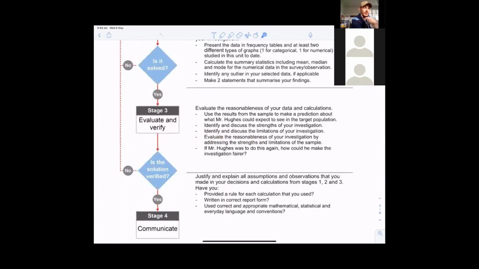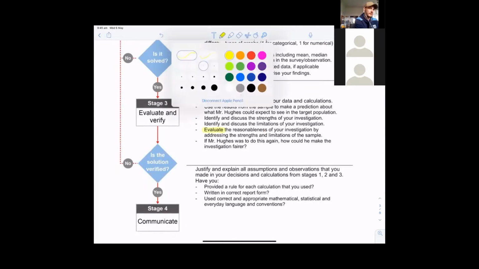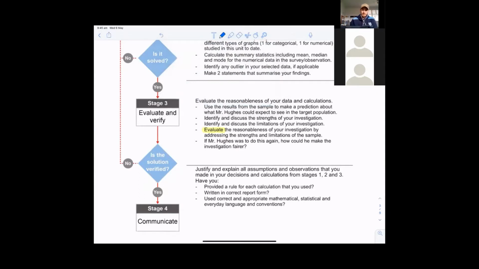That's what evaluate means, and I'm going to annotate that right now, because that's really important. Evaluate means, I'll write this in blue, make a judgment. Meaning, if we're evaluating reasonableness, we're making a judgment about the reasonableness. Is it reasonable? Is it not reasonable? Now, there's no correct answer here. It's fully based on, and I'm going to continue highlighting, by addressing the strengths and limitations.